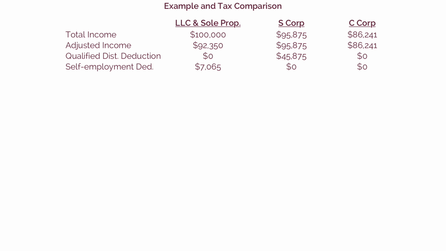So the next deduction we're going to talk about is the self-employment deduction. So for those sole proprietors and single-member LLCs, well, even for any LLC, you get a deduction for your self-employment taxes. And so you get half that deduction. So in this case, half that self-employment tax is $7,065, and so they'll get that deduction.